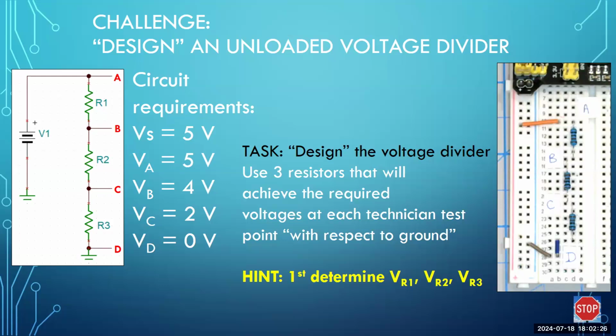And I have on the breadboard illustration a point A, a point B, a point C, and a point D. A is at the top of the string of resistors. Point B is between R1 and R2. Point C is between R2 and R3. Point D is at ground, which is hooked up to my negative rail. So how are you going to figure out what 3 resistors you can set up in order to achieve this?